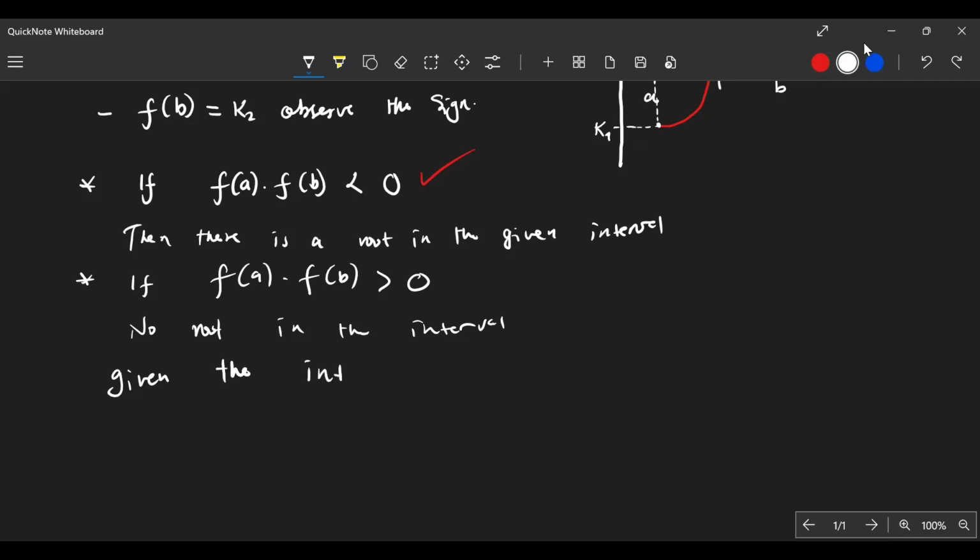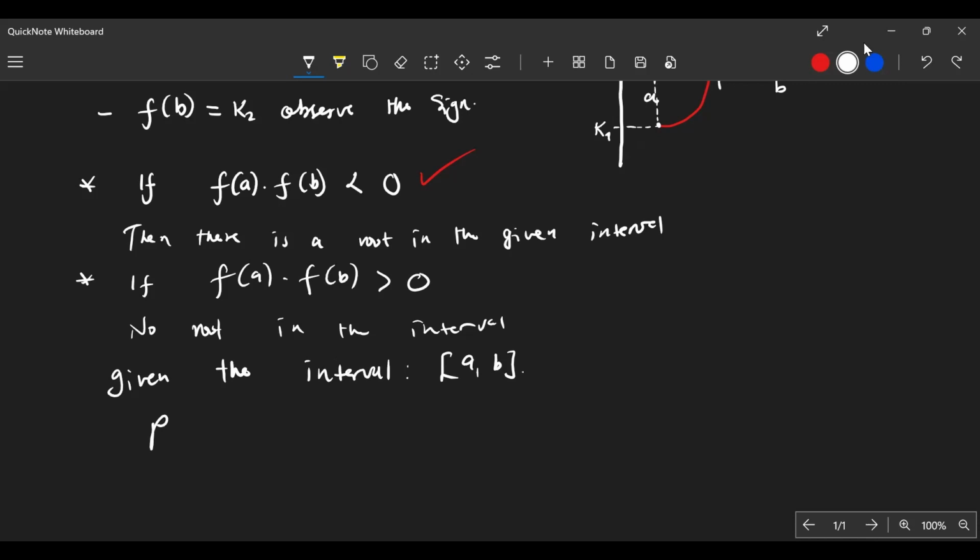Given the interval, okay, the interval is between A and B, right? So the first thing, find the first root. Okay, remember that we are using the bisection method. So in the bisection method, you have to find the midpoint of the given interval.